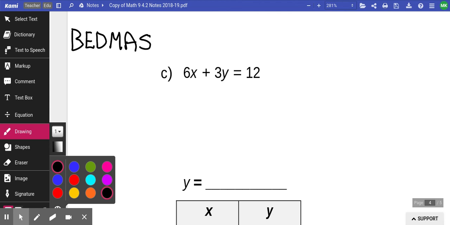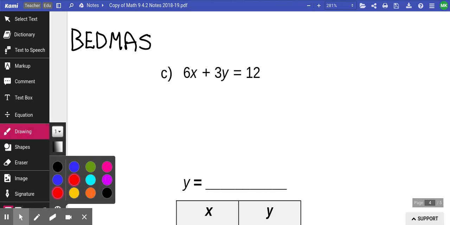BEDMAS was the order in which we calculated things. We're going to use BEDMAS in reverse to get rid of things. So if I want to know what I move first, I move any subtractions first. I don't have any subtractions. Then I'm going to move any additions first. I do have an addition. I have 6x plus 3y. So I need to move the 6x, whatever's being added, first.